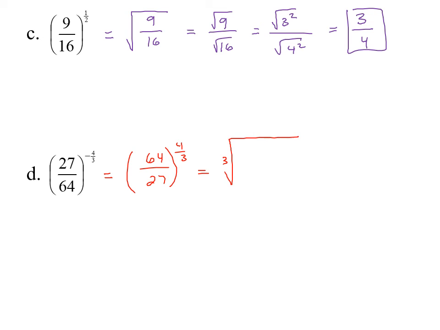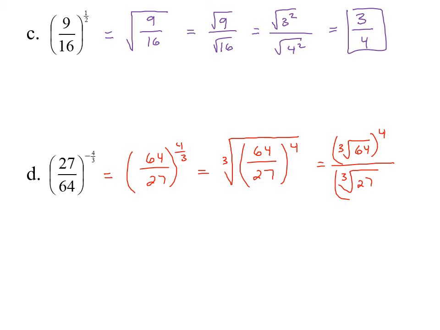And then the 3 on the bottom tells you the 64 over the 27 has a cube root on it. The whole thing is raised to the 4th power. Now, if you have the option, the radical is the easier part to start with. So I'm actually going to do this as the cube root of 64 raised to the 4th power over the cube root of 27 raised to the 4th power. It's easier to do the radical than it is the power.